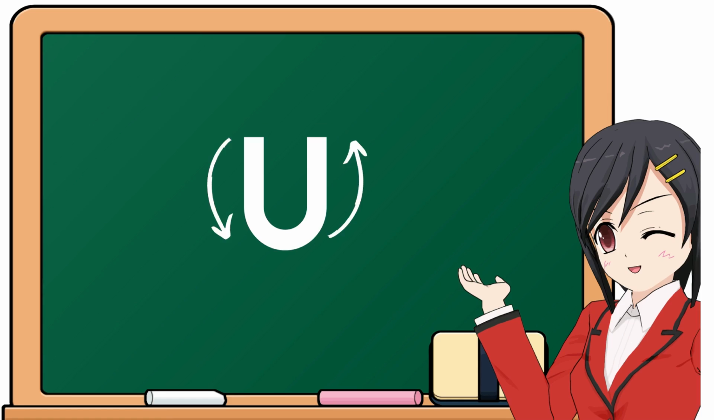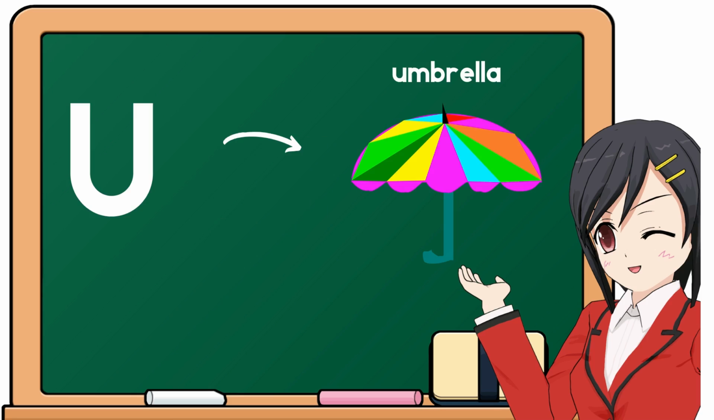We are going to trace letter U following the arrows. Down, up. Again. Down, up. That is letter U. It's like a tongue. Okay? Letter U is like a tongue.